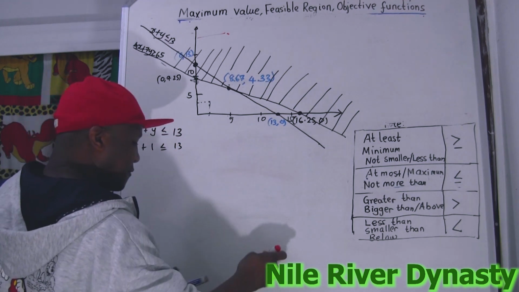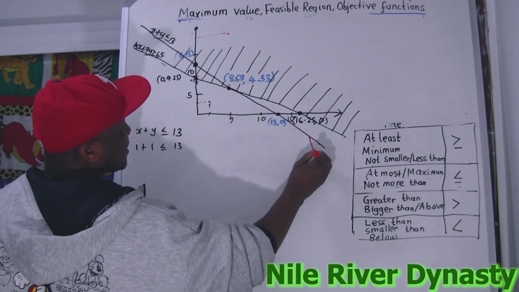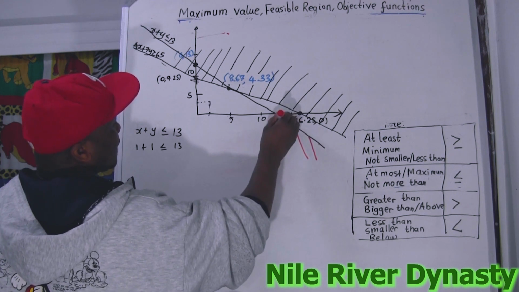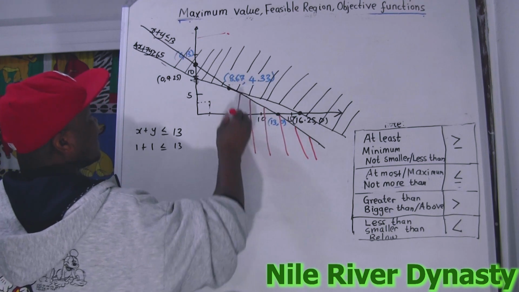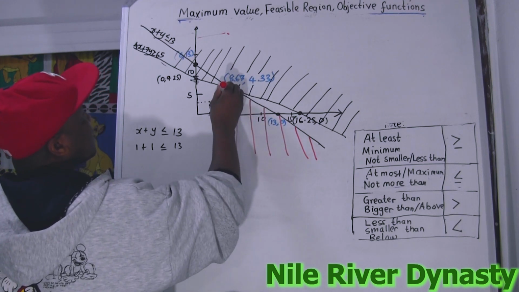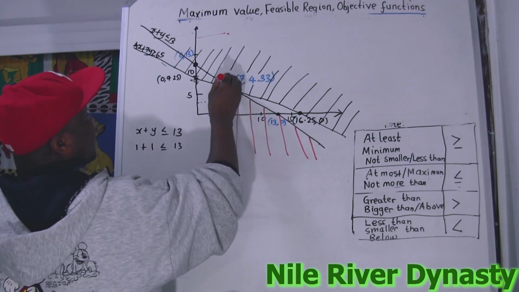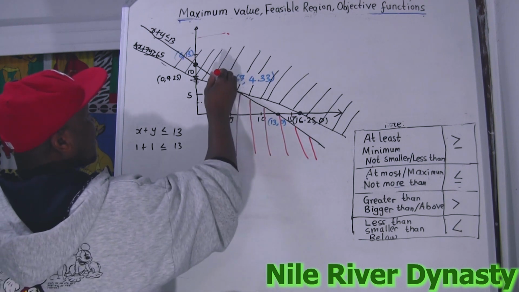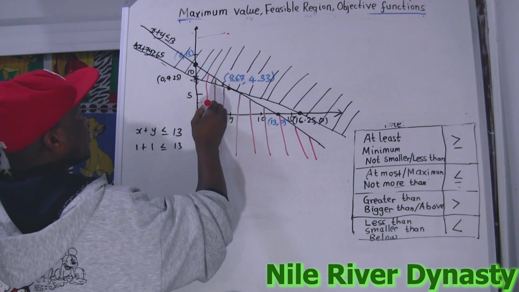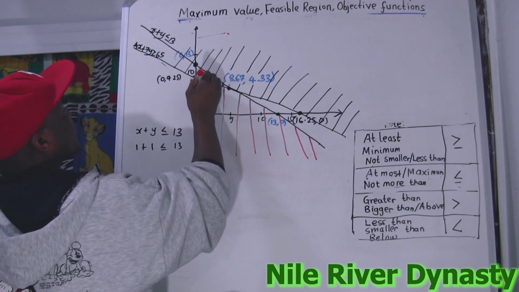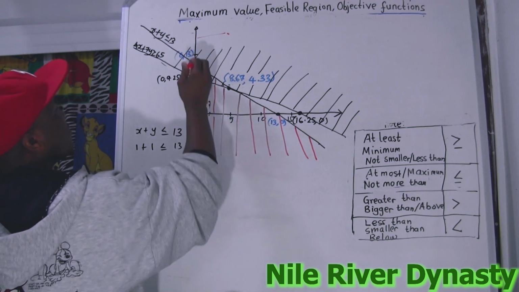Okay, let me use the other color quickly. I'm going to do it like this. But my line starts from here, right? Because I don't want to mess it up.